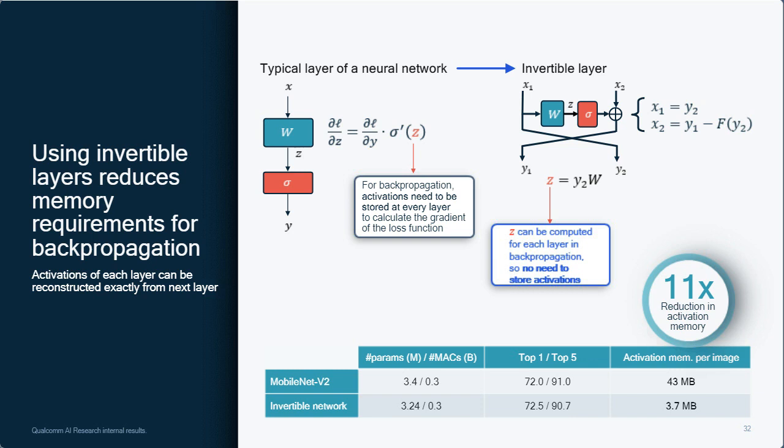And so what this allows us to do is have a way of trading these off, so that if indeed the activation memory is what's bottlenecking us, then we can introduce invertible layers and then have more compute. And here, this is an example in the extreme where we really pushed all the way to reduce the activation memory as much as possible.